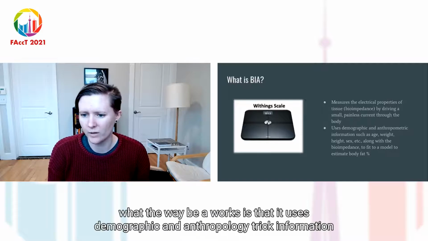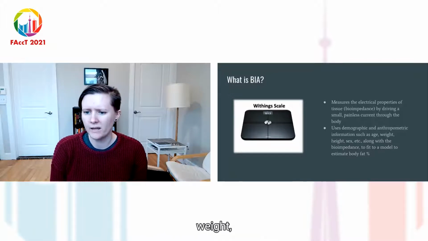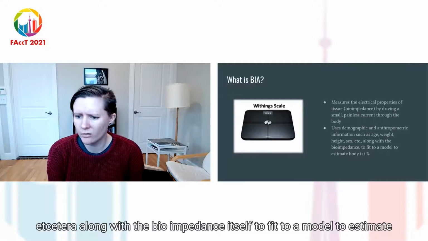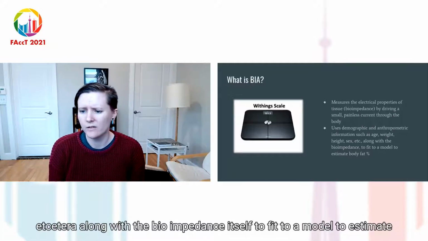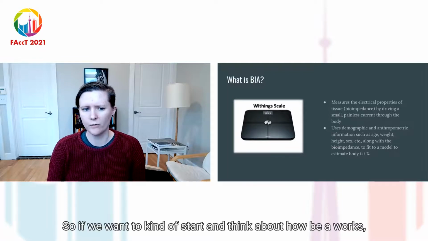So in practice, the way BIA works is that it uses demographic and anthropometric information, such as your age, weight, height, sex/gender/question mark, etc., along with the bioimpedance itself, to fit a model to estimate your body fat percentage.